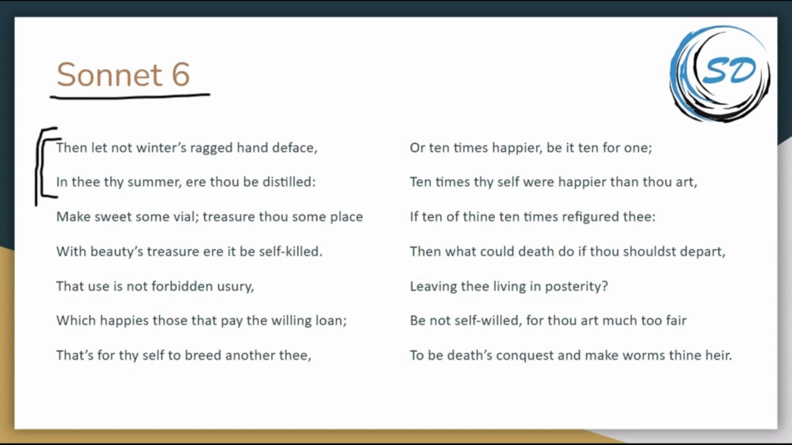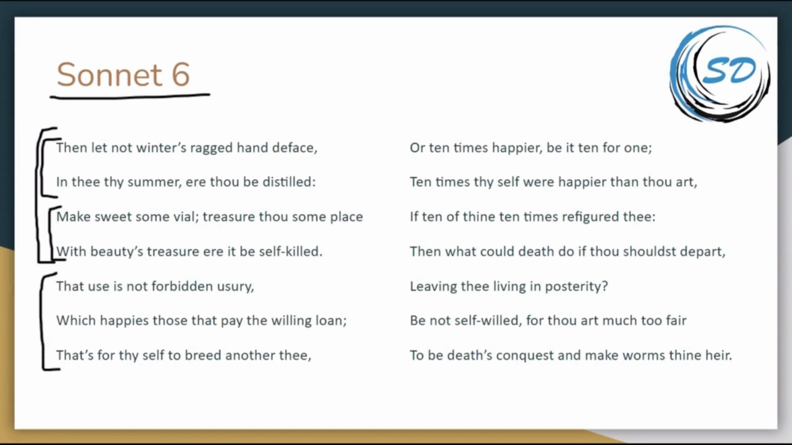In the first quatrain, the poet encourages the young man to find a way to preserve his beauty, just as one would store a precious substance in a vial. The line, "Make sweet some vial, treasure thou some place, with beauty's treasure ere it be self-killed," emphasizes the need to safeguard and cherish beauty before it succumbs to its own mortality.